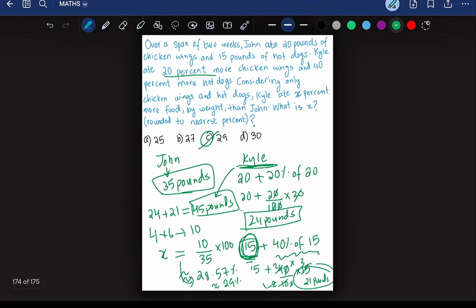And that's how we solve a question of percentage as simple as this. So the point that you have to remember is here we're trying to find out X, which is the percent more of meat that Kyle has had over John.